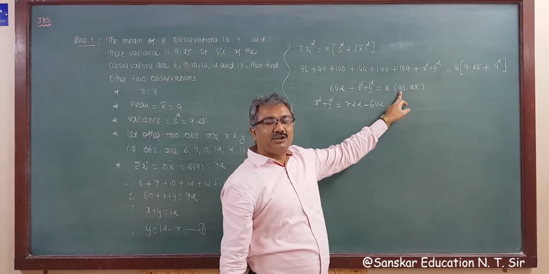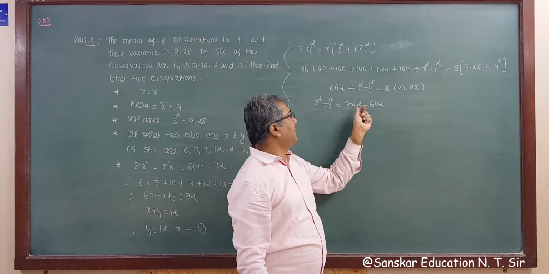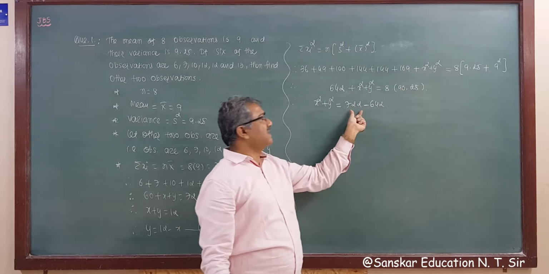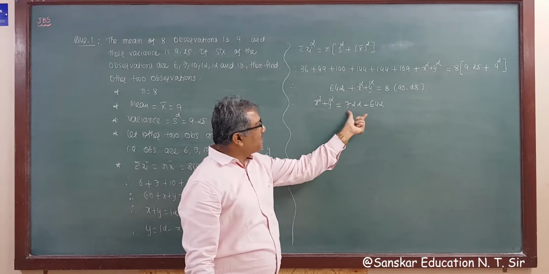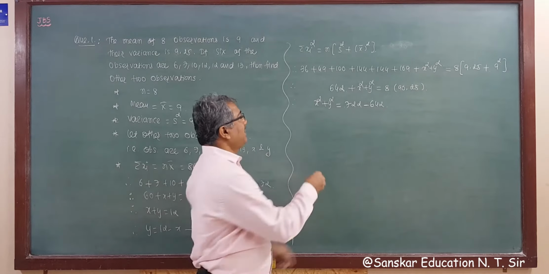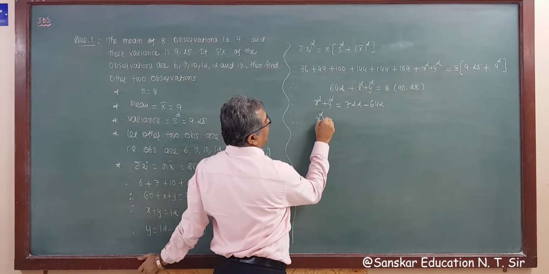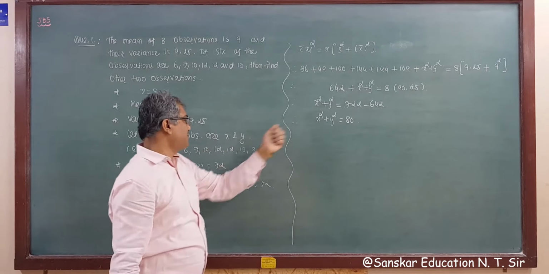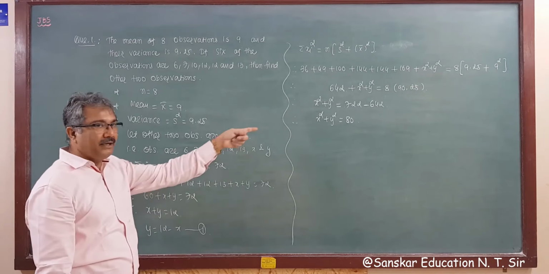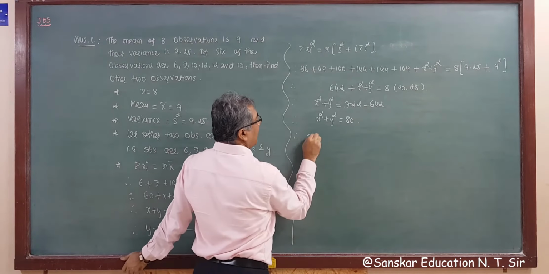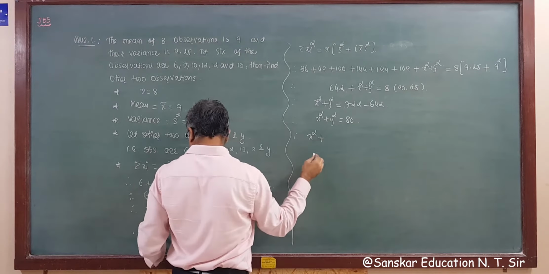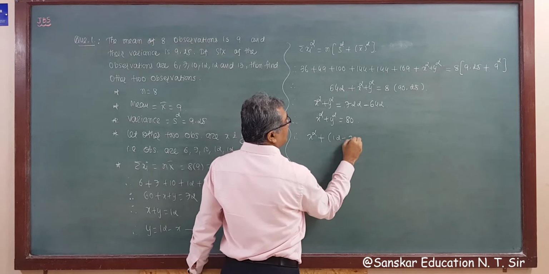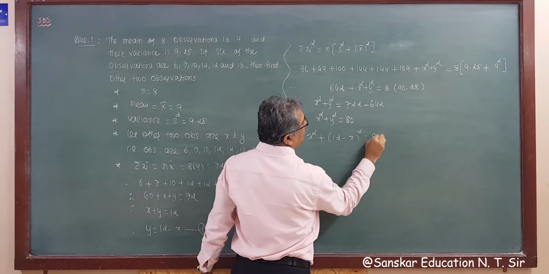9 into 8, 72. That is 720. And then you have to add 2. So 722. Now subtraction of this is 80. So we get x square plus y square is equal to 80. As usual, substituting the value of y here, what we get? x square plus (12 minus x) whole square is equal to 80.